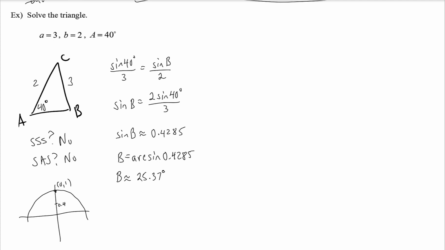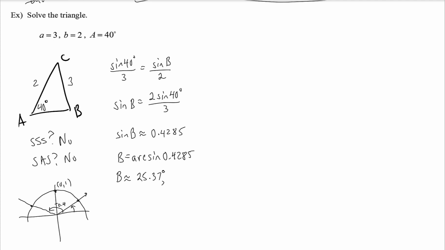Well, I just found out that that's a 25.37 degree angle. So that's this angle right here. That's the one the calculator gave me. But we know from earlier that there's going to be one on the other side. So there's going to be an angle right here. So I need to go find the other angle where sine is 0.4285.